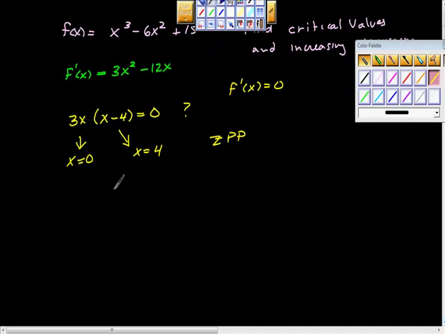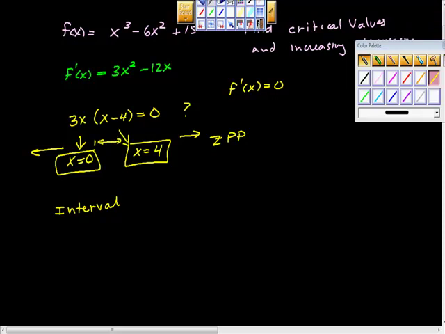So from here, if you don't mind, I'm just going to set this up. Here are the critical values. Here's one critical value. Here's the other. So I'm going to set up this table, and I'm going to set it up as intervals. So what I'm looking for is everything to the left of this. So I'm looking from 0 to the left of that, from 4 to the right, and then I'm looking for the place in between 0 and 4. So that's why the intervals come out looking like this.